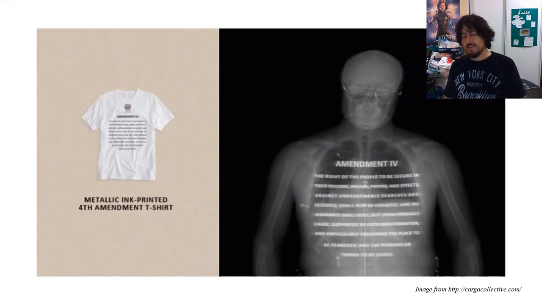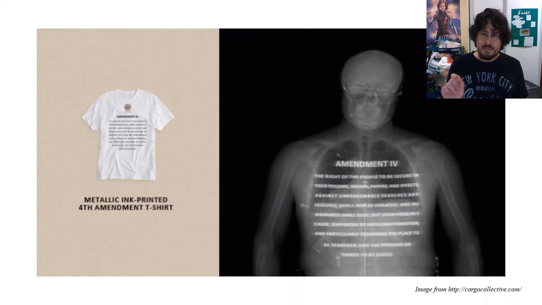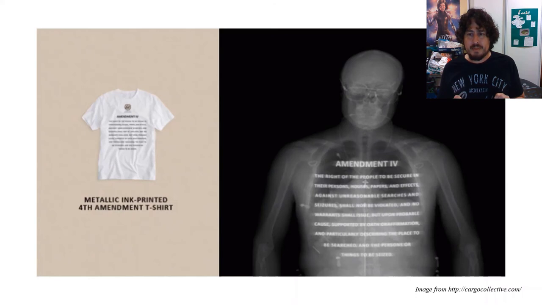One of the great things I've seen is this Fourth Amendment t-shirt you can buy with metallic printed ink. Metal atoms are really good at absorbing X-rays, and the way this works is, when you go to the airport and they do that whole X-ray scan thing, the Fourth Amendment talks about the right not to be searched, and everyone's big about their amendment rights in America. So when they do the X-ray scan, the Fourth Amendment comes up on the TSA screen. It's your little chance to protest being X-rayed at the airport.